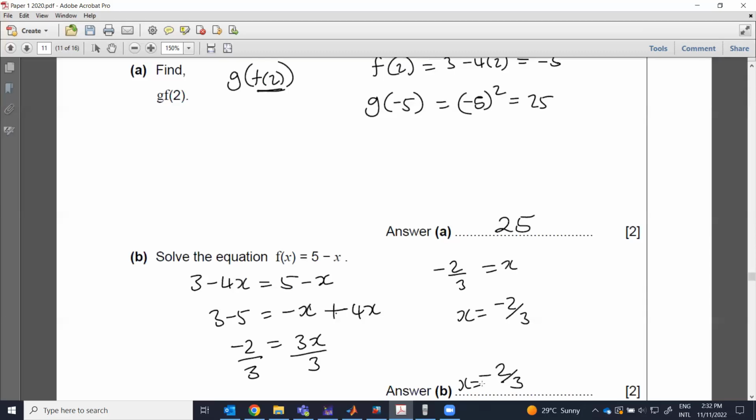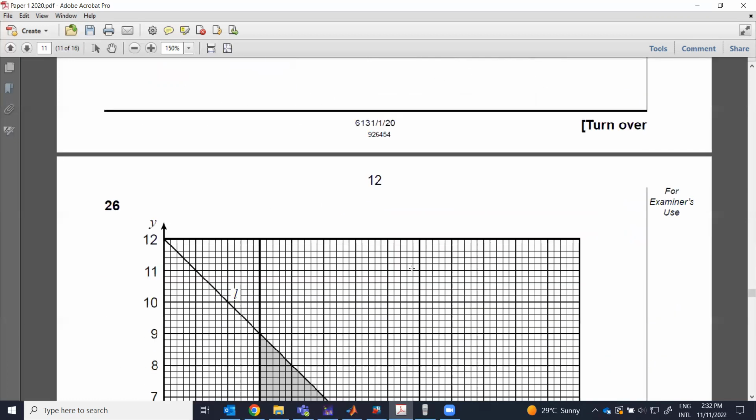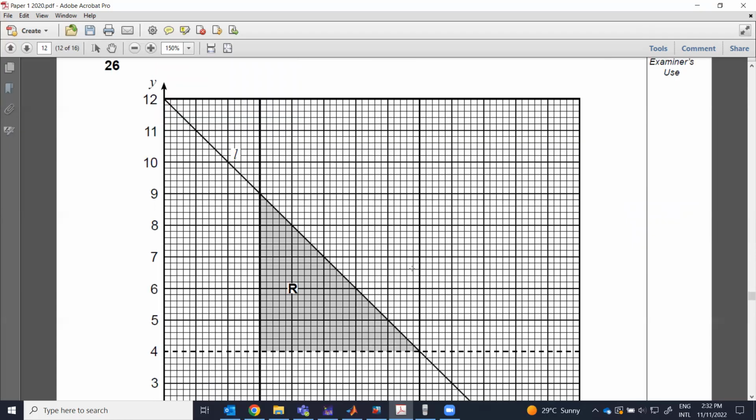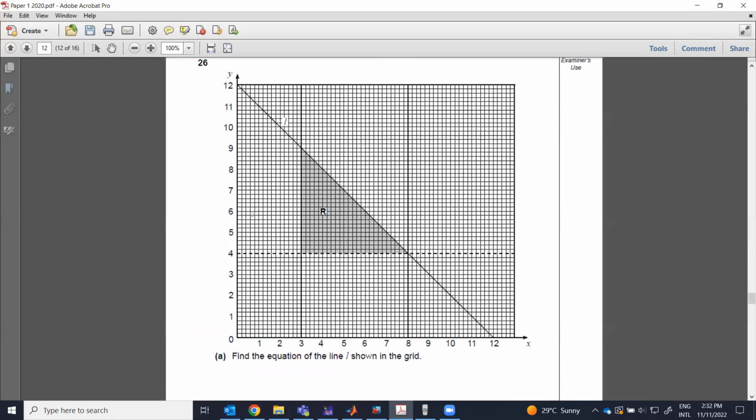Okay, so x is equal to this one. So just quickly checking over what I have. Okay, looks fine. Okay, number 26, I think we need to zoom out a little bit. Then find the equation of the line shown in the grid.